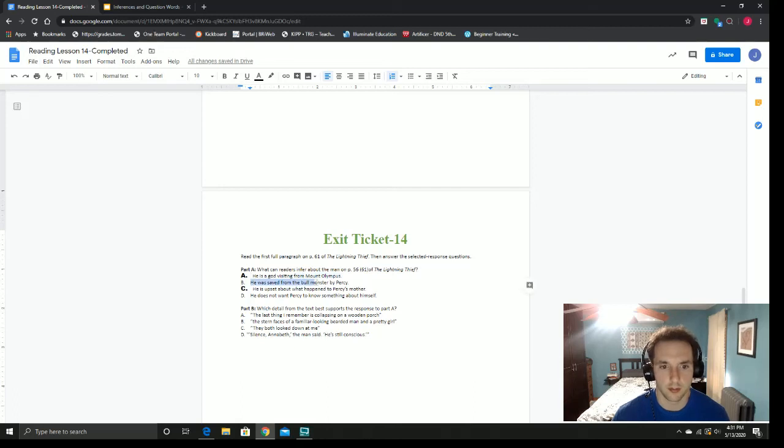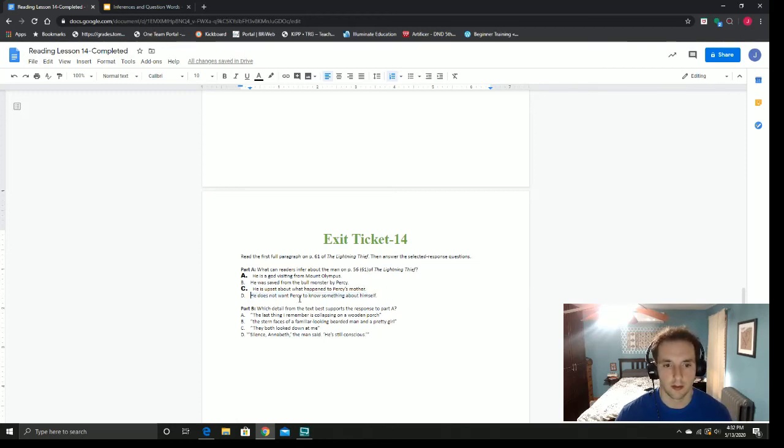Number 2 says he was saved from the bull monster by Percy. We didn't see Annabeth or this man in or around the Minotaur at all, so it doesn't seem like Percy saved him. Even though he killed the Minotaur, it doesn't seem like this person was in any kind of danger. He is upset about what happened to Percy's mother. Could be, but again, the text doesn't mention anything about him being upset about Percy's mom. He doesn't say a word about it.